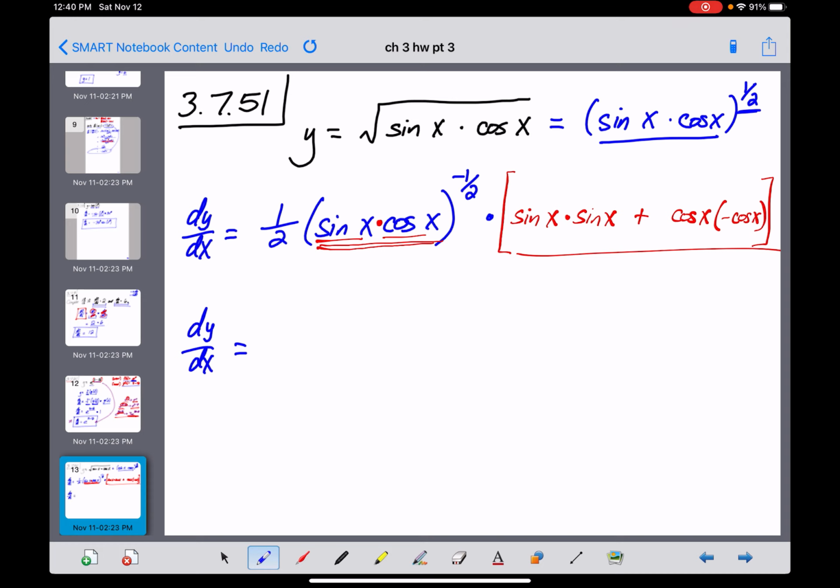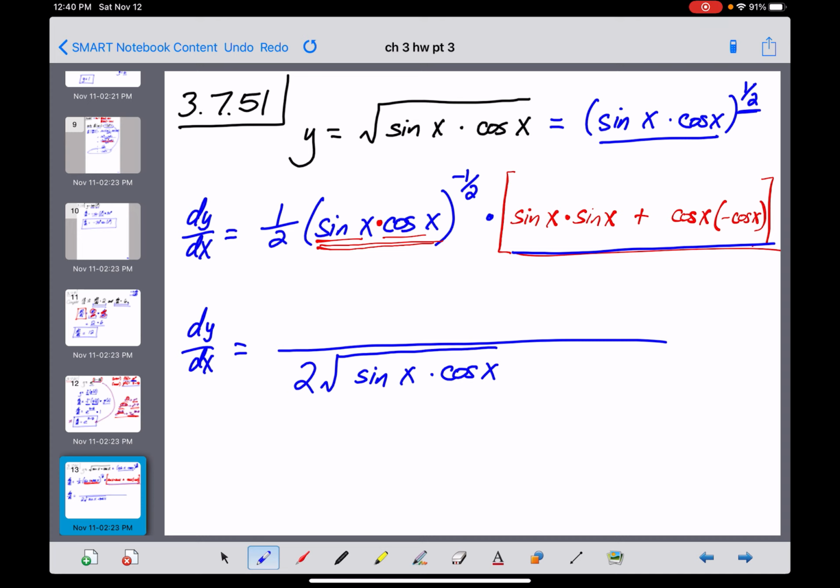And what do we see here, guys? I got the 1/2 out in front, and I've got this quantity, sine of x times cosine of x, to the negative 1/2 power. That tells me I'm going to want to write this as a fraction. So the 1/2 would give me a 1 on the top and a 2 on the bottom. I'll leave the 1 out for now. Then sine of x cosine of x to the negative 1/2 power becomes a square root down in the denominator. So square root of sine of x times cosine of x. And then what happens with all of this? That the derivative within gets multiplied. It goes to the numerator.